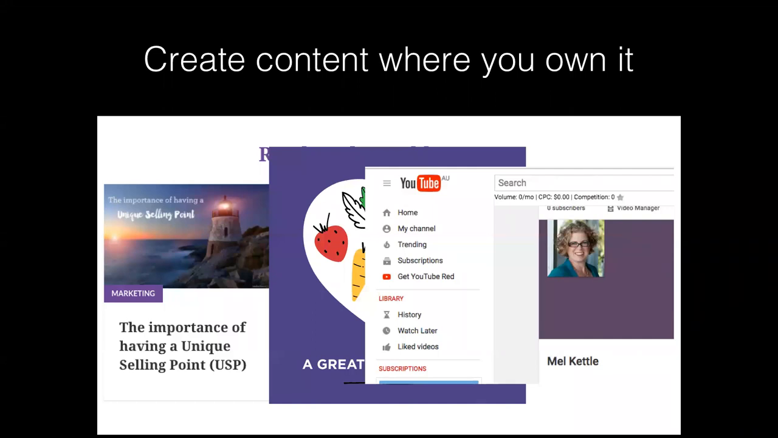And also think about, with your content, ideally you want to be using that to drive people to your website, to drive people to your YouTube channel, to drive people to a podcast. So you want to be creating your content in a way and sharing it in a way that gets people back so that they can find out more about you.